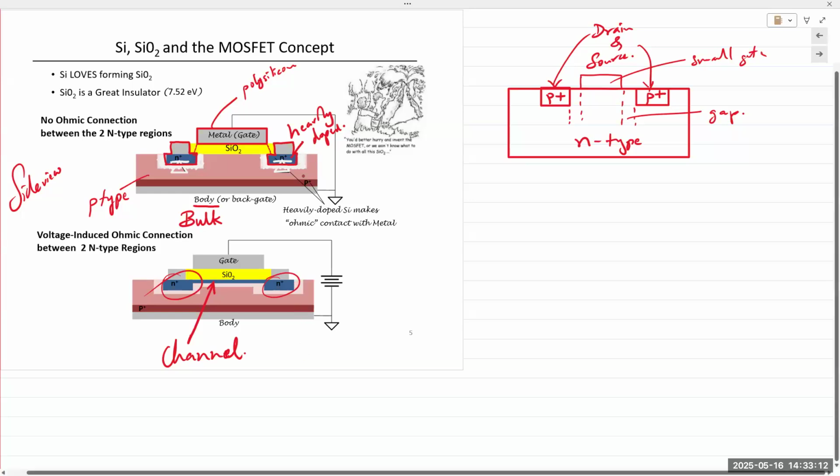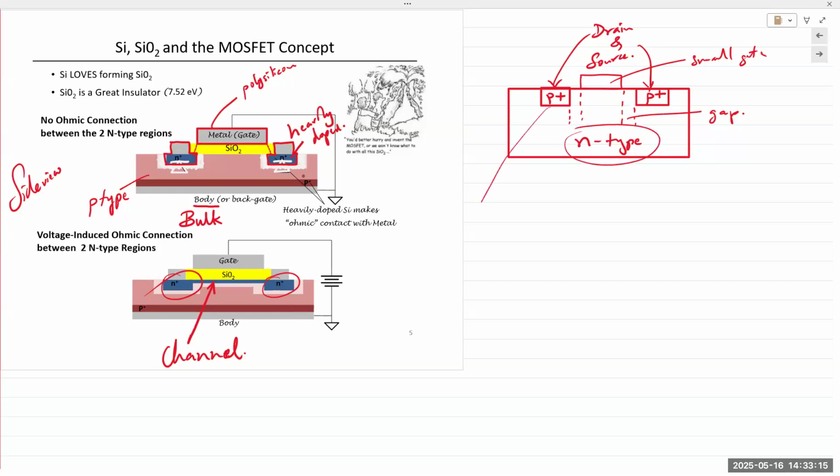If it's an N-type material, you have a P source and a P drain, and then you need a P channel to connect them. From the type of channel, we get N channel MOS or P channel MOS, and thus we have NMOS and PMOS. Okay. All right, so that's the concept.